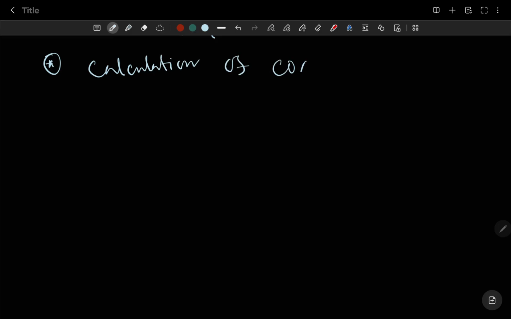Now let us do some problems, some few more problems about calculation of center of mass. So one problem is very important, truncated disk.